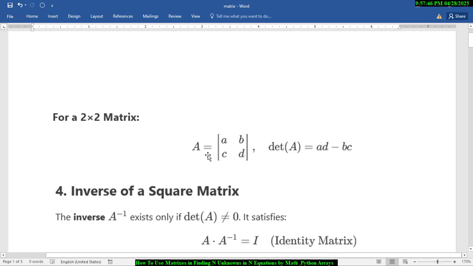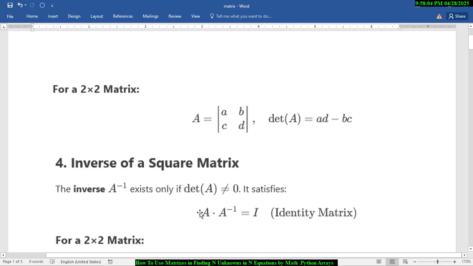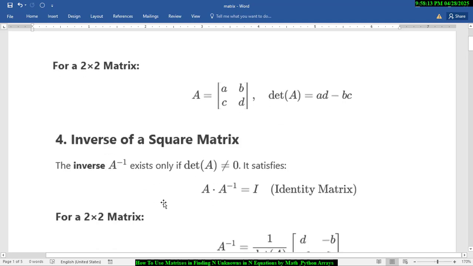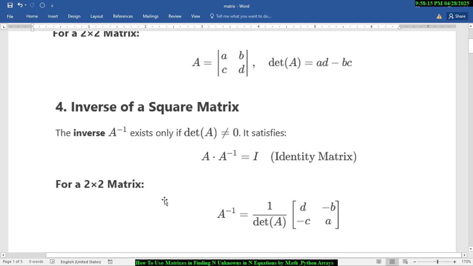So we have the array or the matrix A, where A, B is the coefficient of the first equation and C and D is the coefficient of the second equation. Okay, and here we have X and here we have Y. A times A minus 1 equals identity matrix. So we need to calculate A minus 1. Why calculate A minus 1? I will tell you why now.